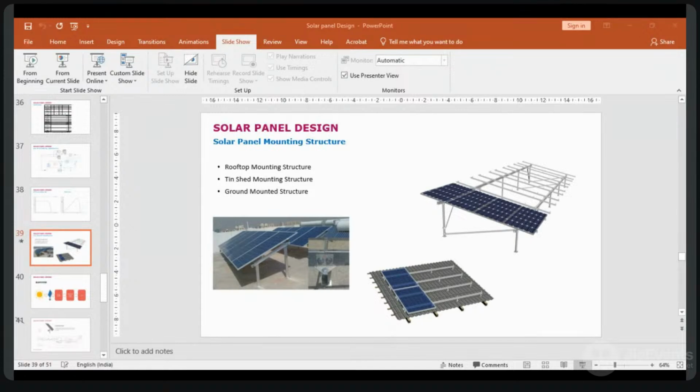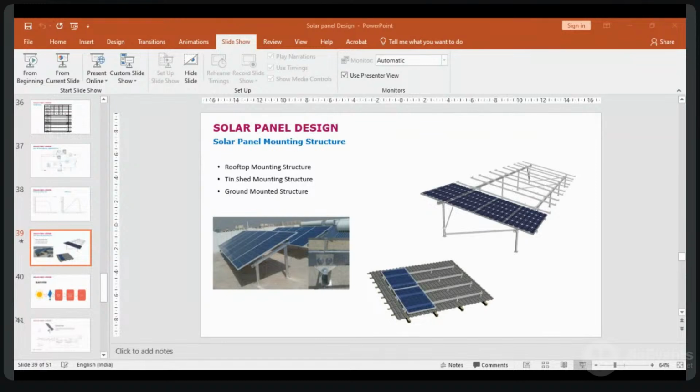Tin shed, we have generally seen, right, whenever a shed or shed-type structure house is there, we will make the frame, then we will mount the solar panels. The last one is ground mounted. Generally, the main solar parks which we see are ground mounted structures.